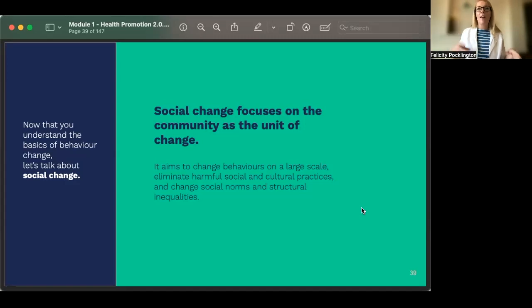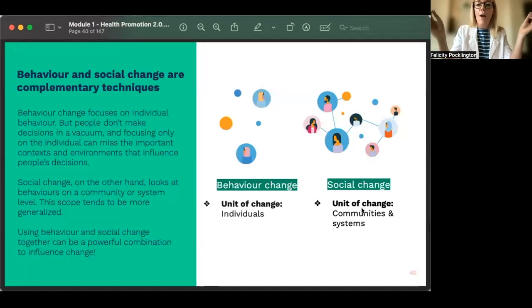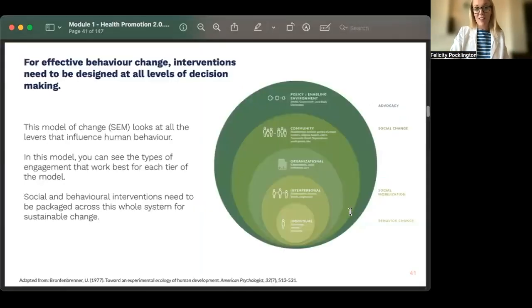So by this point, you know, okay, behavioral science, social change. Well, the big thing to take home from today is that really these are complementary techniques. They work together, they go hand in hand. Behavior change, as we said, the unit of change is focusing on individuals. Social change, the unit of change is focusing on communities and systems. But still, even when we're thinking about individuals and communities and systems, you're probably still thinking, but there are so many other parts of social and behavior change that we need to think about, and you're right.